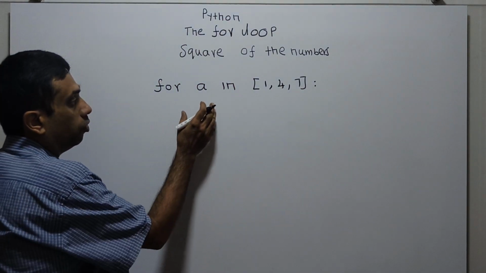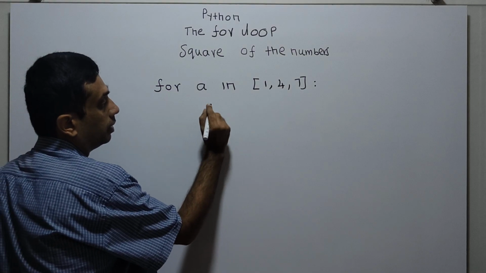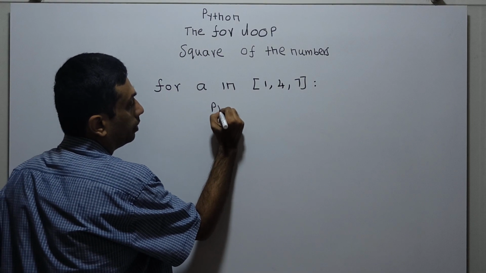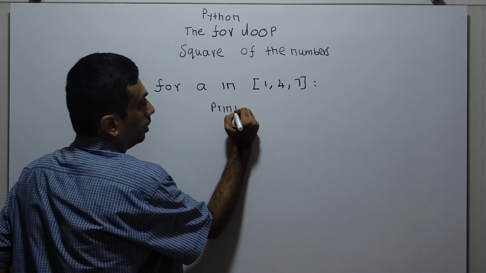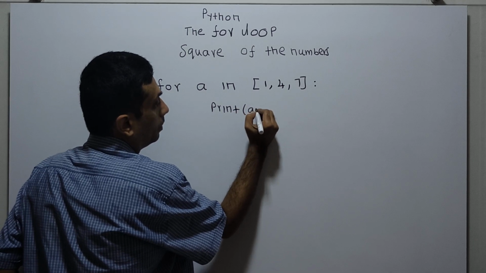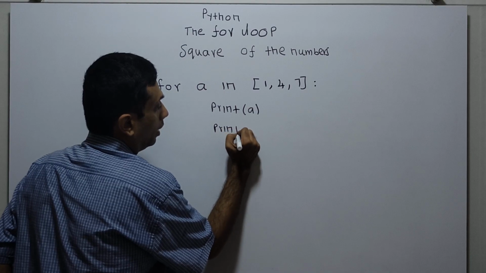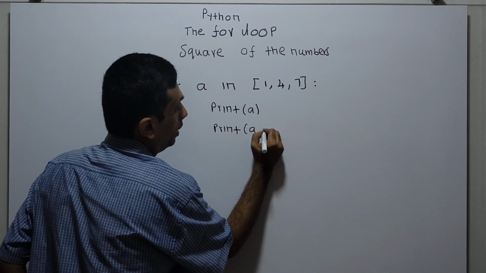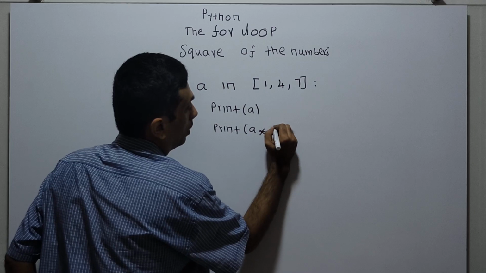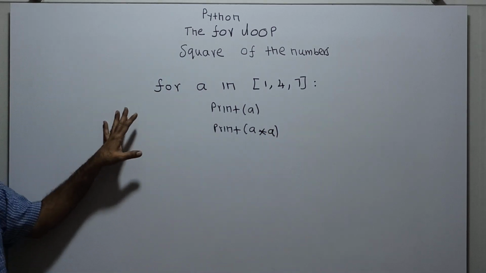So in the body of the for loop, I am giving an indentation. I am printing a. In the next statement, I am printing a star a. So this is my program.